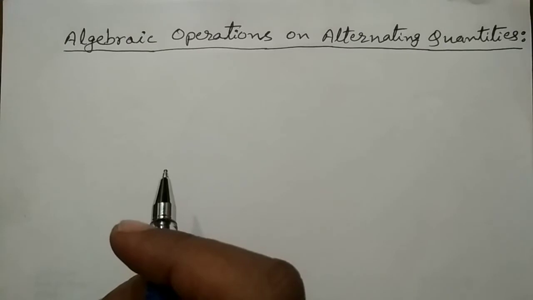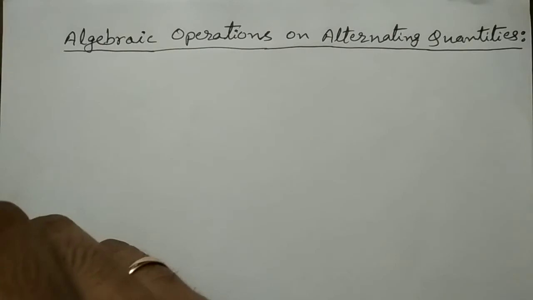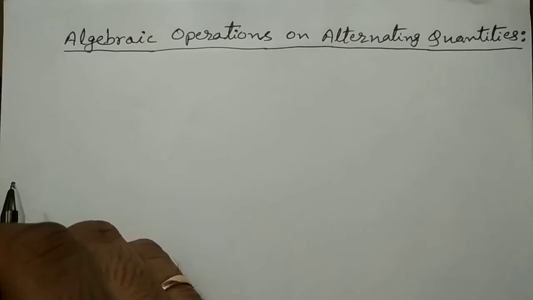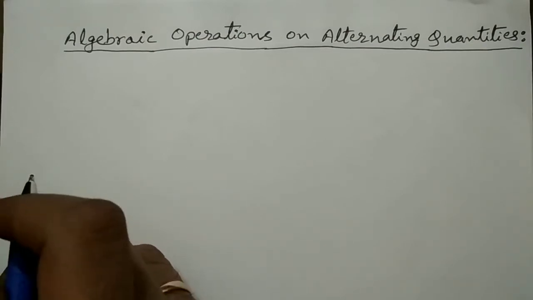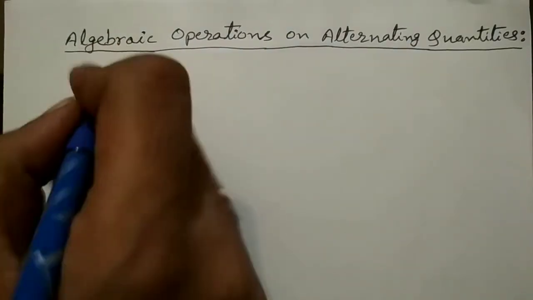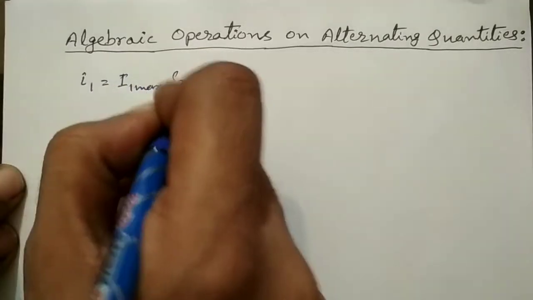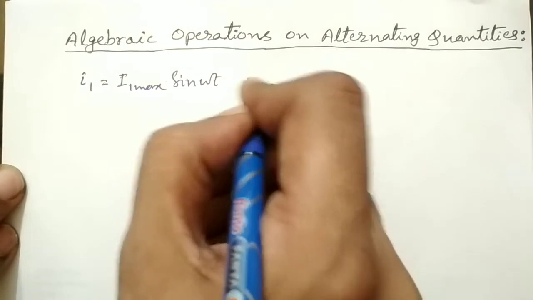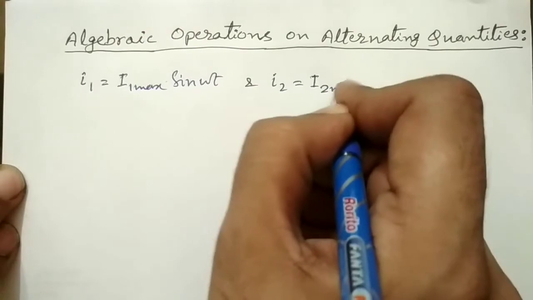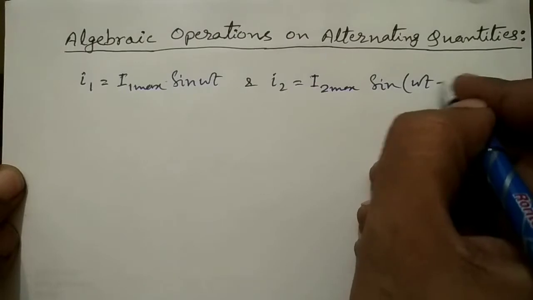The algebraic operation on alternating quantities. While analyzing an AC circuit, often we need to perform the algebraic operations on sinusoids or phasors. For example, suppose there are two currents, I1 is equal to I1 max sin omega t and I2 is equal to I2 max sin omega t plus theta.